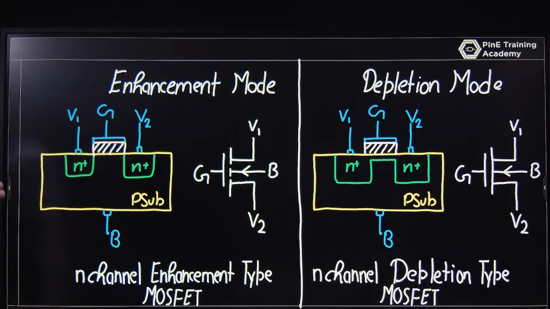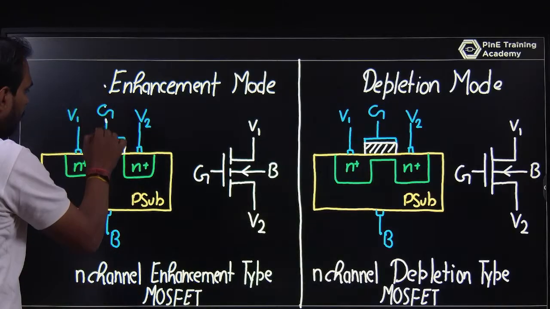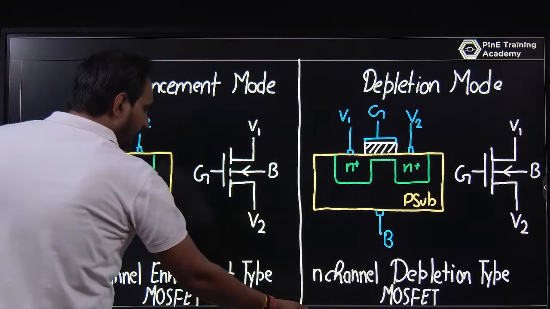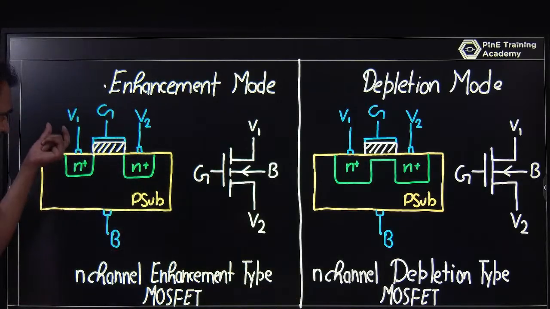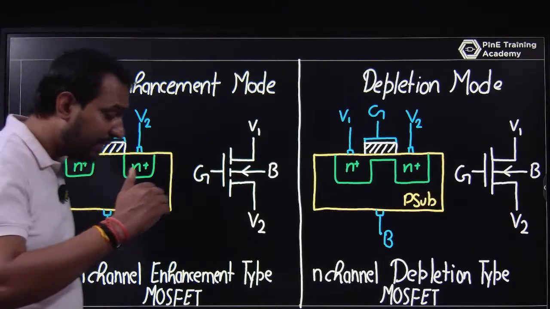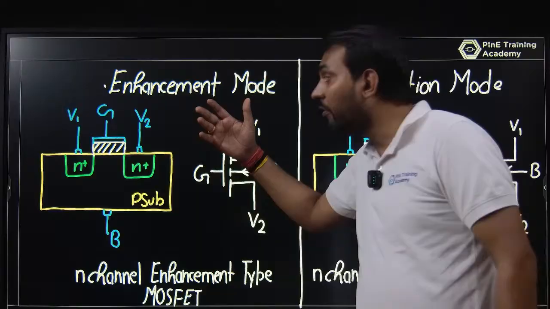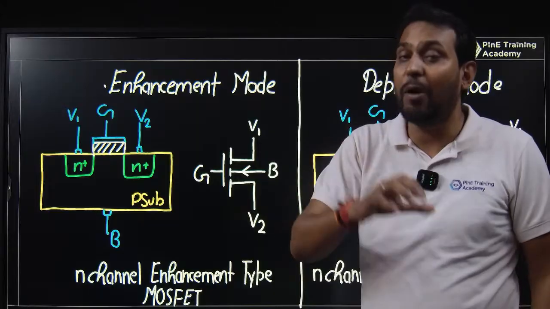Okay, and a MOSFET is symmetric in nature. If you are looking at this MOSFET from this point, they are symmetric in nature. It has a V1 and V2. I am not writing source or drain because this is symmetric in nature. So V1 can be a source or V1 can be a drain, V2 can be a source or V2 can be a drain. It will be decided by the power supply.